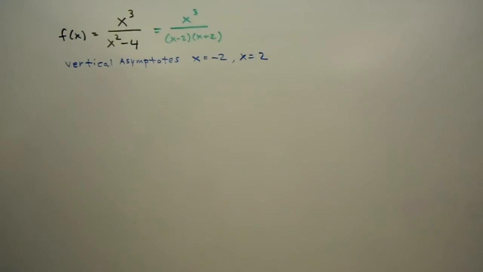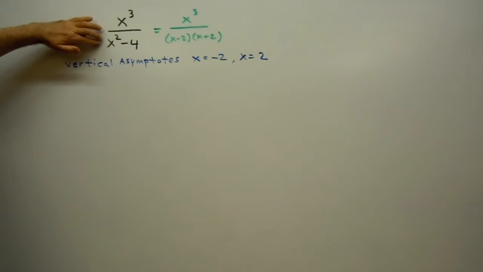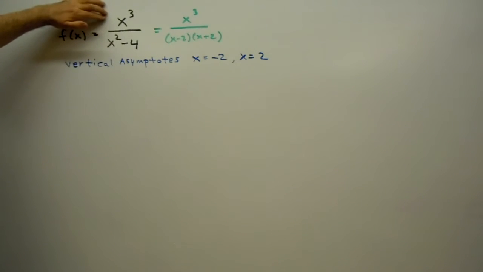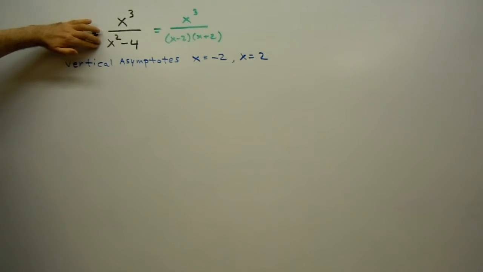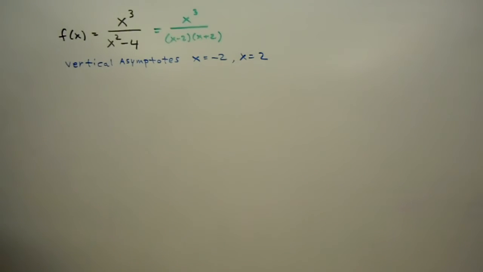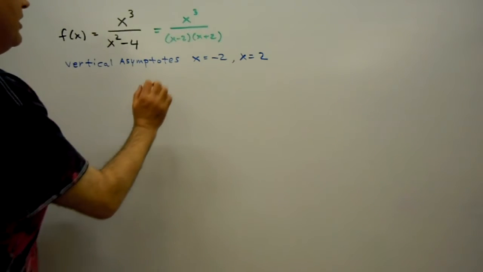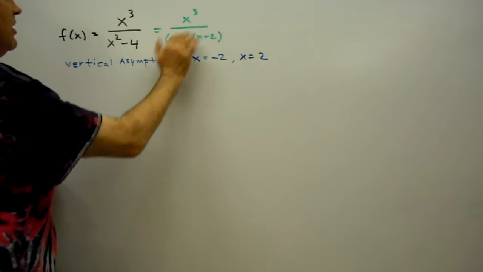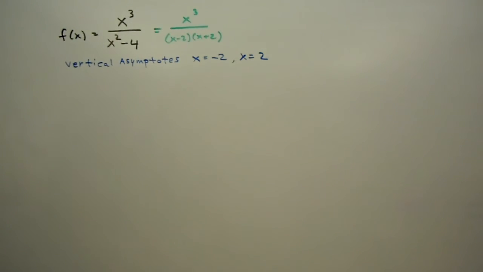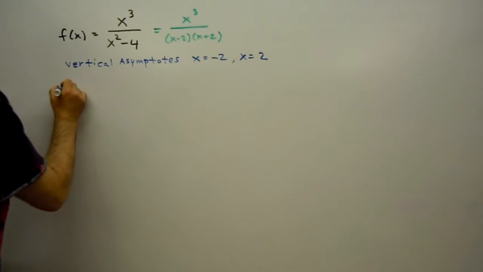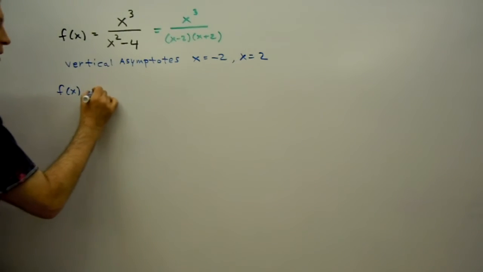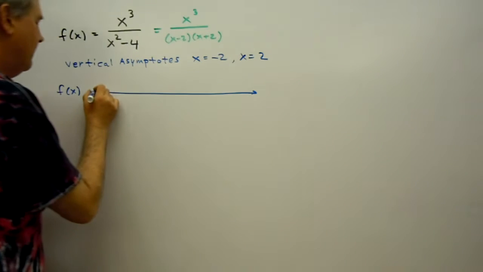Now the horizontal asymptotes, it doesn't have any because the degree of the top is greater than the degree of the bottom. However, it may have another type of asymptote called a slant asymptote. Before I go on to that, a thing that can actually help you to graph is to look at where the function itself is going to be positive or negative.